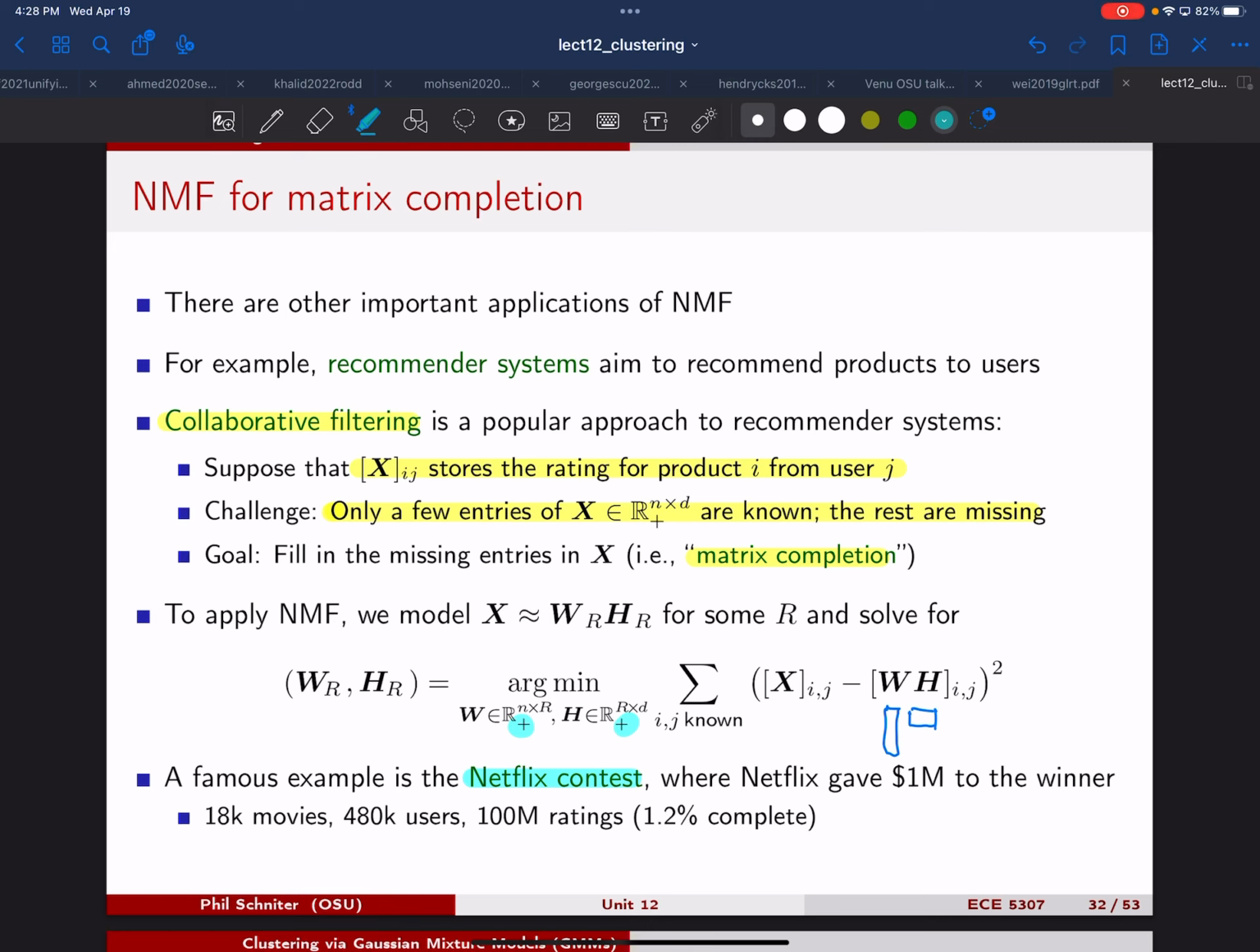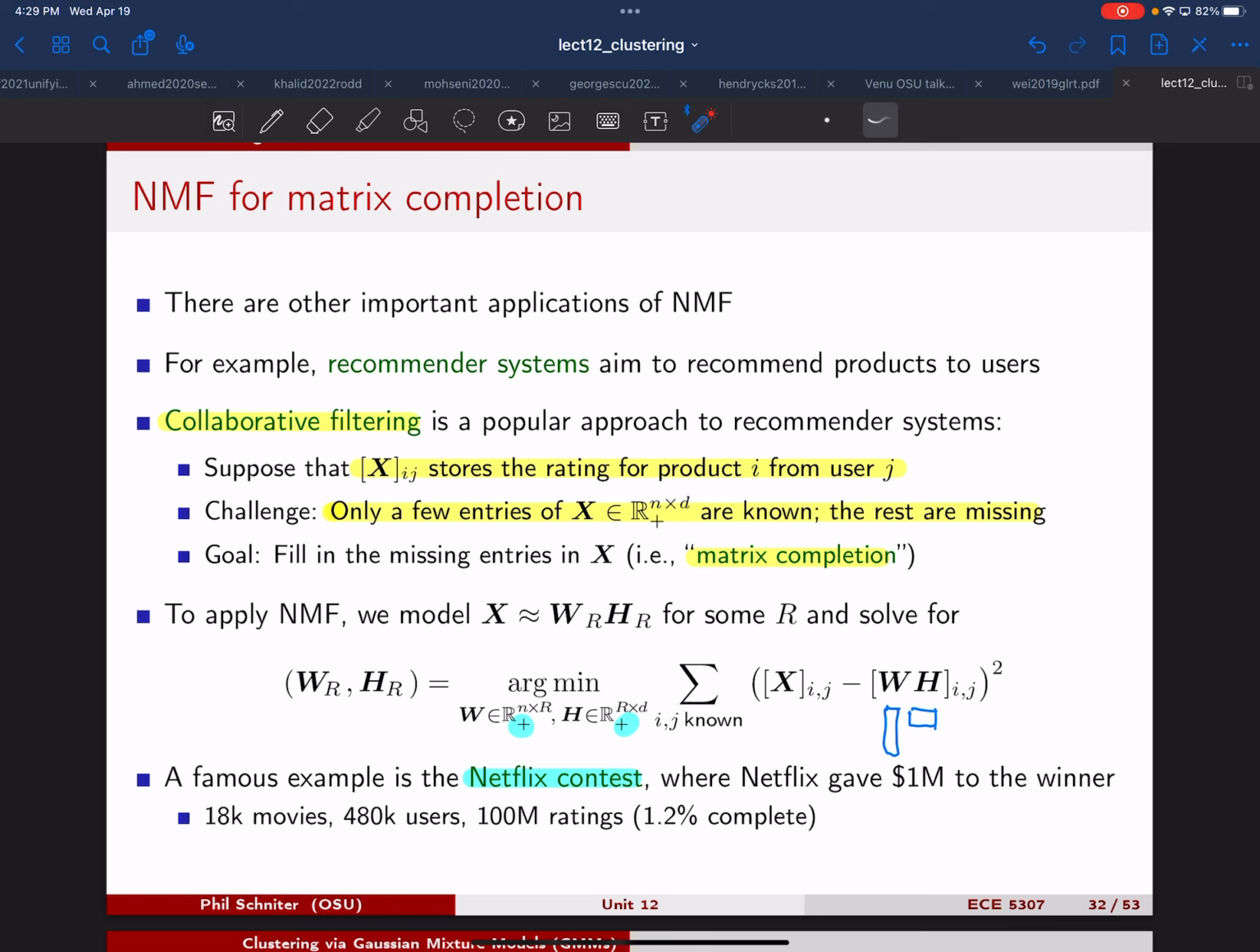data. So they had a big X matrix that had 18,000 movies in it and 480,000 users. If you multiply those two numbers, you get a number that's close to 10 billion entries in the matrix X. But they only had data for 100 million ratings, so basically 1% of the matrix was complete and 99% was incomplete. And then they were looking for schemes that could complete it.